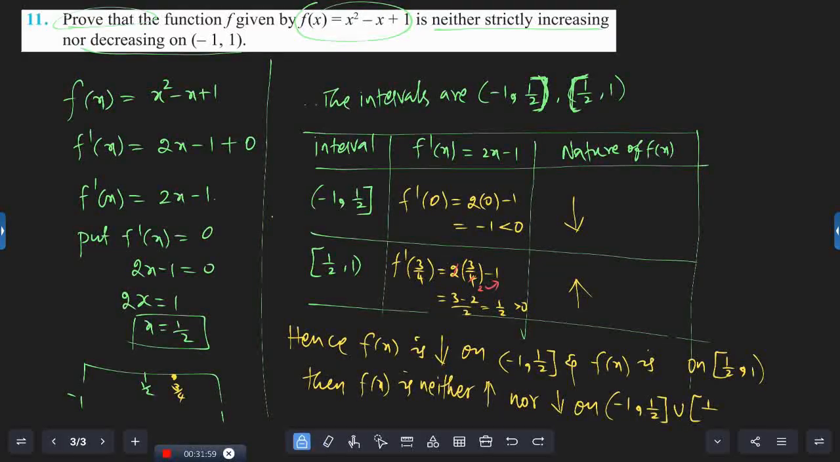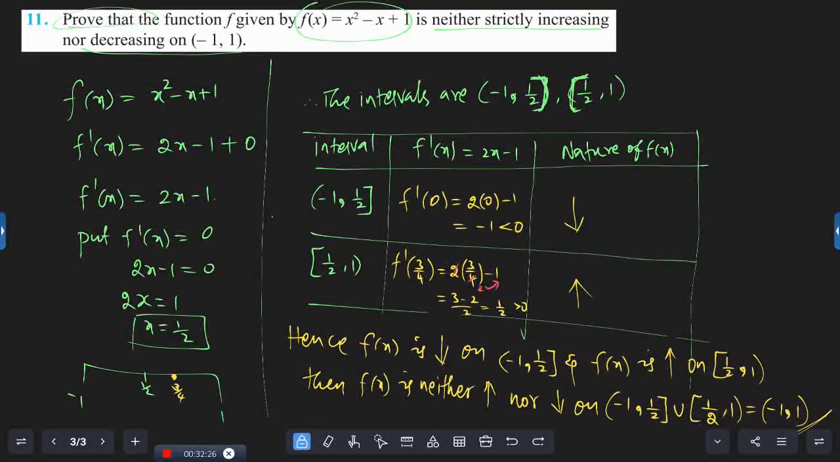Increasing. Very good. What is that? Increasing, not decreasing. What is that? 1 by 2 comma 1. That is what actually? Minus 1 comma 1. If you join these both, what can you say? Minus 1 comma 1 you can say. That is what they asked: which is neither increasing nor decreasing on minus 1 comma 1.